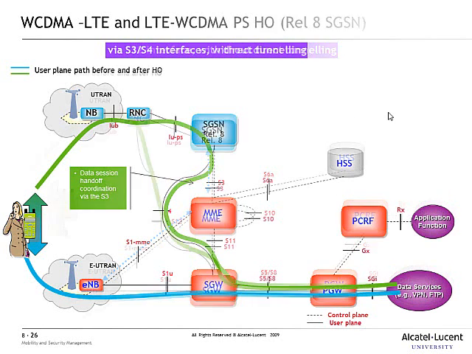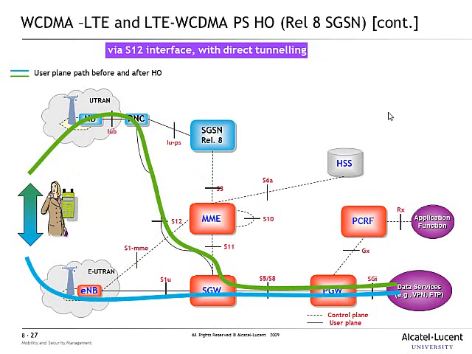Okay. The third possibility is from the RNC in the 3G network, we could have a direct tunnel established to the serving gateway. Okay, and out through. So there are three mechanisms, three ways that we can have this new connection established when we have to do either wideband CDMA to LTE handover, or from an LTE to wideband handover.